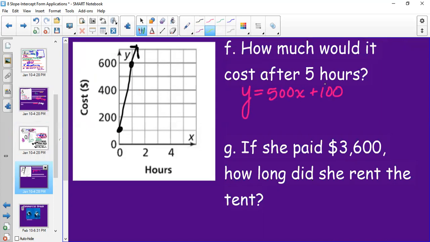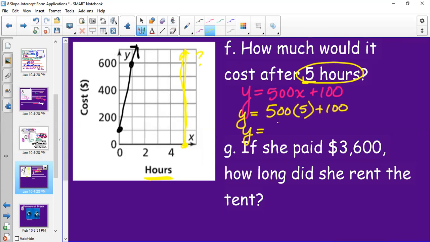Now, I would normally find 5 hours on my x-axis and go straight up and down and figure out what my amount was. But I can't do that. Instead, I have to take my 5 hours. It's hours, so again, that's your x-axis. We're going to plug in 5 for our x, since it is hours. Now, one thing that people forget is that they will just say that their answer is 500 times 5, which is 2,500. They'll forget to add in that setup fee. So our final answer here, it would cost us $2,600.